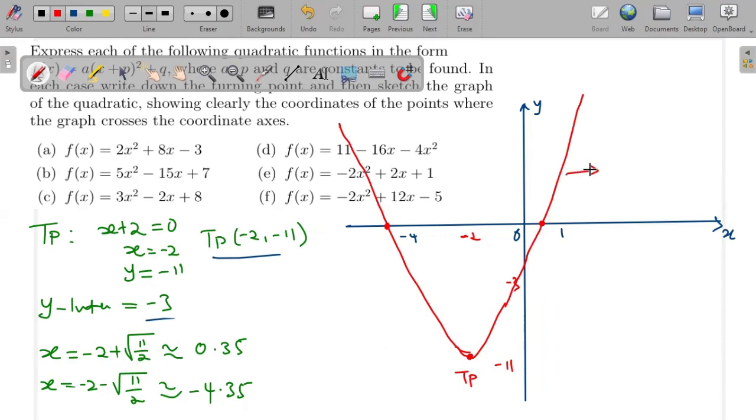So this graph here is for my f of x, which is equal to 2x squared plus 8x minus 3. Okay, so that's how we do that. And we're going to be doing the same for all these other questions. Okay, so let's look at B.